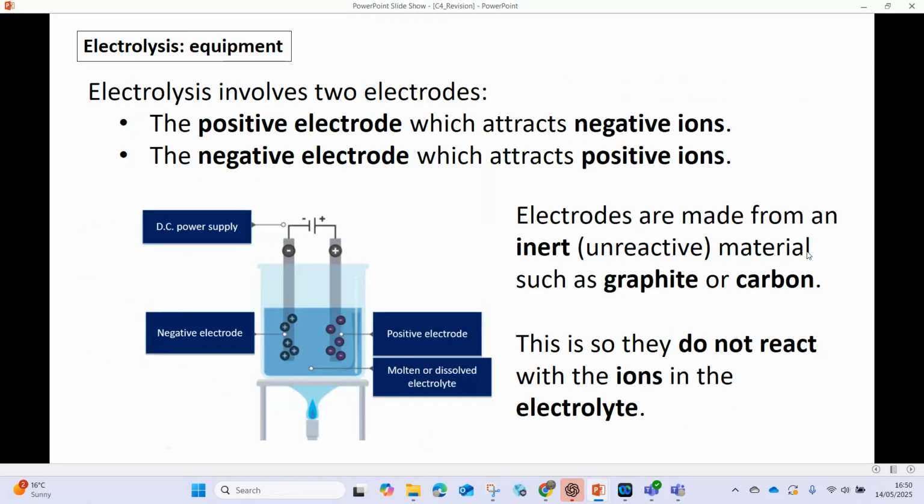If you look at the electrolysis equipment, what we need are two electrodes, which are basically pieces of metal that we'll put into our solution or molten ionic compound. And one of those electrodes is positive, and one of those electrodes is negative. So when we connect it to a power supply, if there are ions which are free to move in the solution, then they will move towards either the positive or negative electrode, depending on their charges. So positive electrodes attract negative ions, negative electrodes attract positive ions. Electrodes are often made from an inert or unreactive material, such as graphite or carbon. This is so they don't react with the ions in the electrolyte.